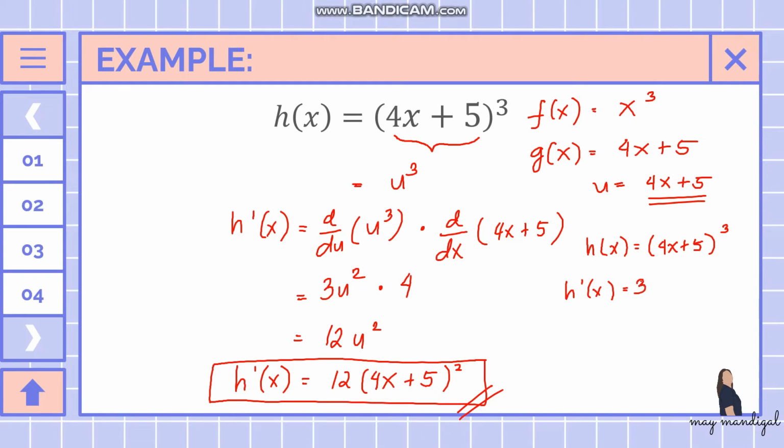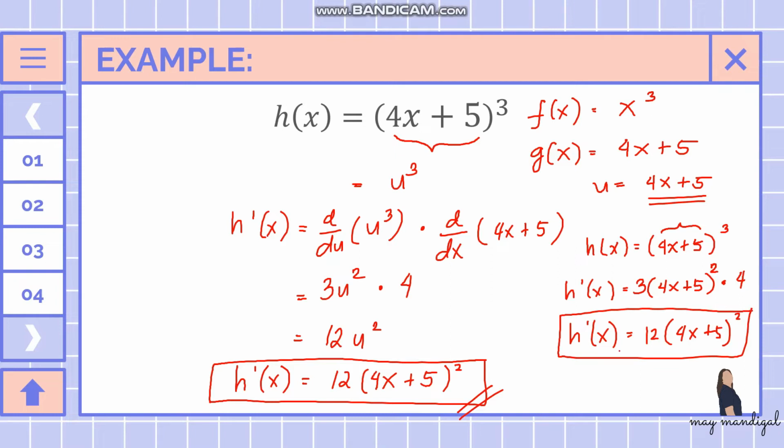So you have 3. You copy the base, 4x plus 5, and then minus 1 to the exponent. So that is 2. Then multiply to the derivative of the inner function. So again, we know the inner function is 4x plus 5. So what's the derivative of 4x plus 5? The derivative is 4. And then you can just simply multiply. So you have 12 and then (4x plus 5) squared. And then that's it. You're able to get the same answer.